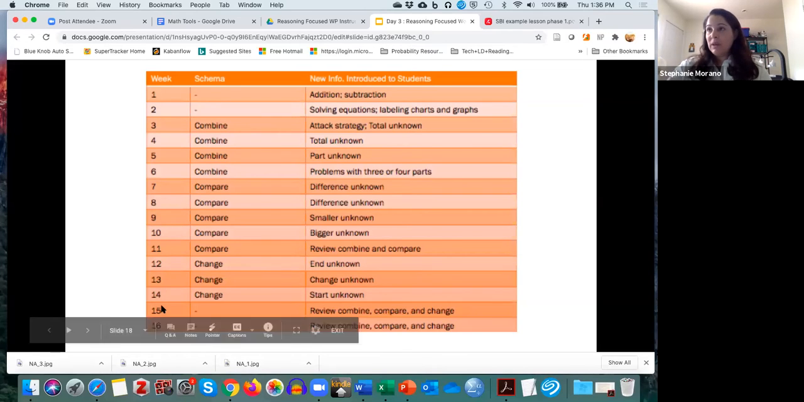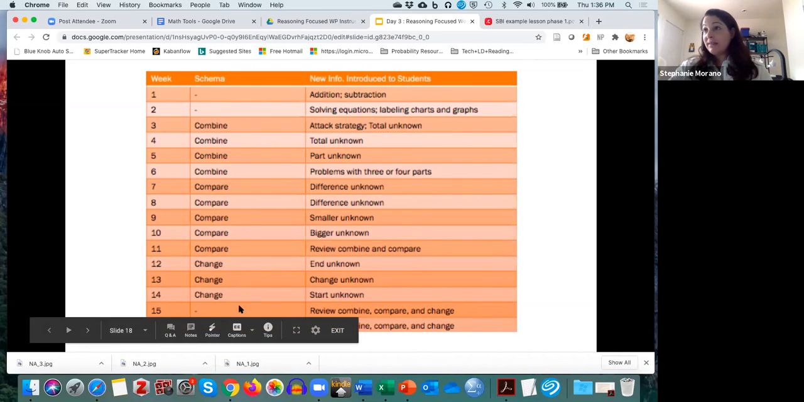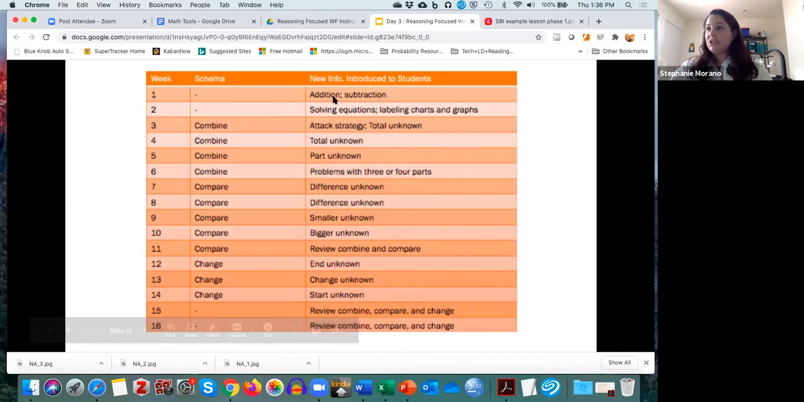This is a 16-week schedule where you're going to teach all 3 additive schemas, and you're going to dedicate several weeks to covering each schema. The first 2 weeks in this example schedule are just working on pre-skills to get ready: addition and subtraction computation skills, solving equations, and labeling charts and graphs. All of these little pieces are pre-skills that students need to be successful with the word problem instruction.